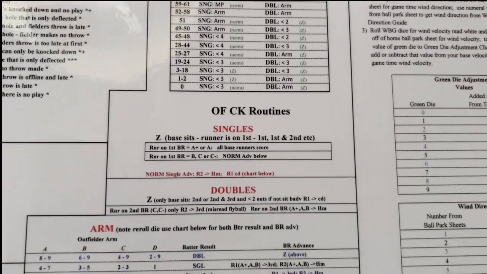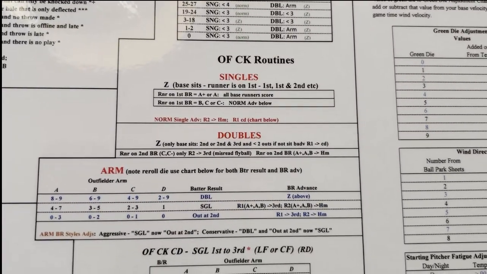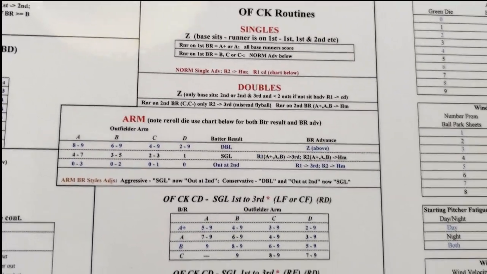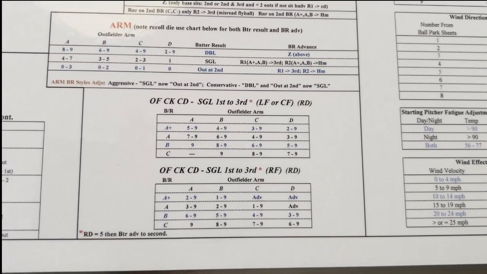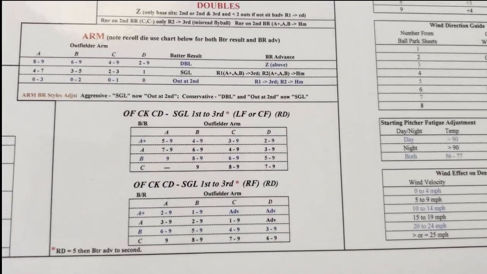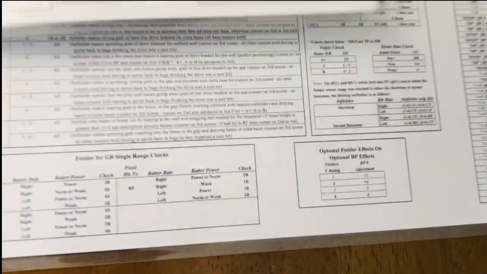And then there's different base advance situations here. Singles, doubles, there's a place where you check the arm of the fielder, and then some charts for batter or runners going first to third on a single, where you'll roll the red die and see if he makes it to third. Okay, I'm gonna open this up here.